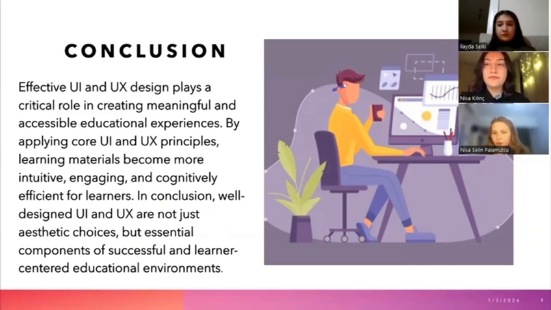In conclusion, well-designed UI and UX are not optional but essential in education environments. To create successful, learner-centered educational experiences, design must be considered a fundamental part of pedagogy.